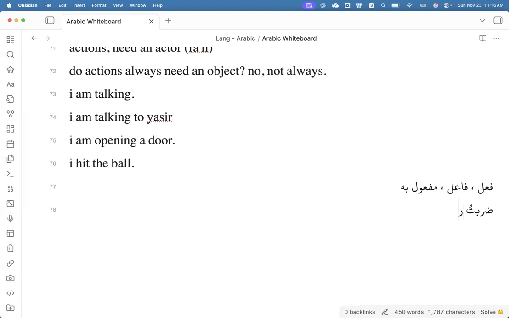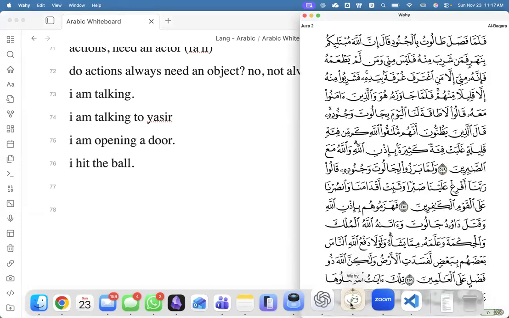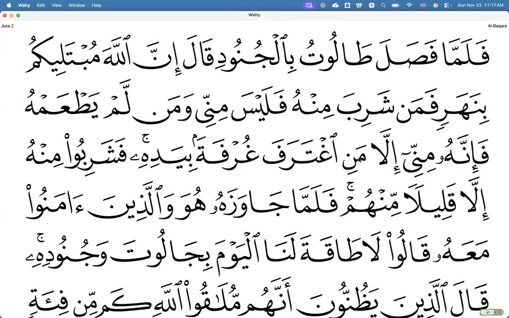Darabtu waladan. I hit a boy. I hit a boy. Okay? Like that. So it always becomes mansub. The objects are mansub. So let's look at a story in the Quran, the story of David and Goliath, that we've done before.